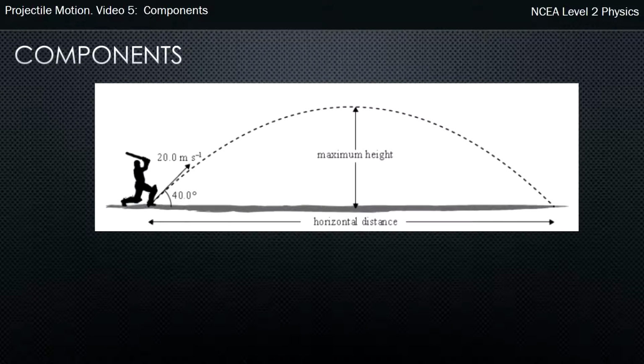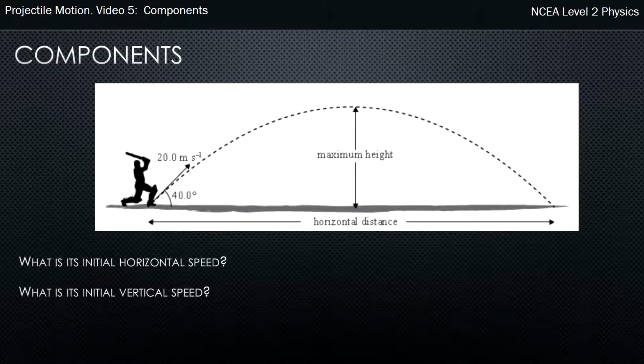What about when we have a problem like this? This is a question from an NCEA exam where a cricket ball's been hit and it follows a projectile trajectory, but with its initial velocity, it's hard to see what its horizontal part is and what its vertical part is. I don't think its vertical part's 0 because it's moving up to start with, and its horizontal part's definitely not 0 either. So we don't know what its horizontal speed is, we don't know what its vertical speed is.